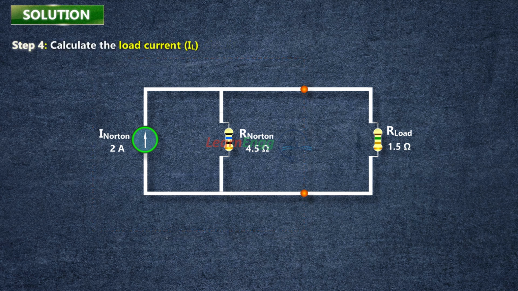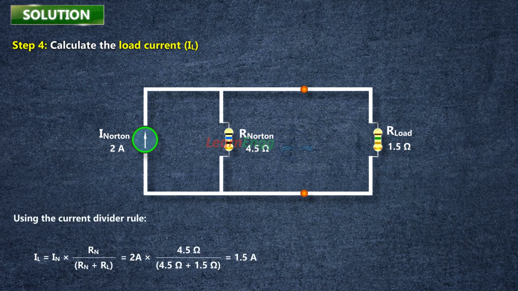Step 4. Calculate the load current. Now, using the current divider rule. So, the load current, IL, is 1.5 amps.